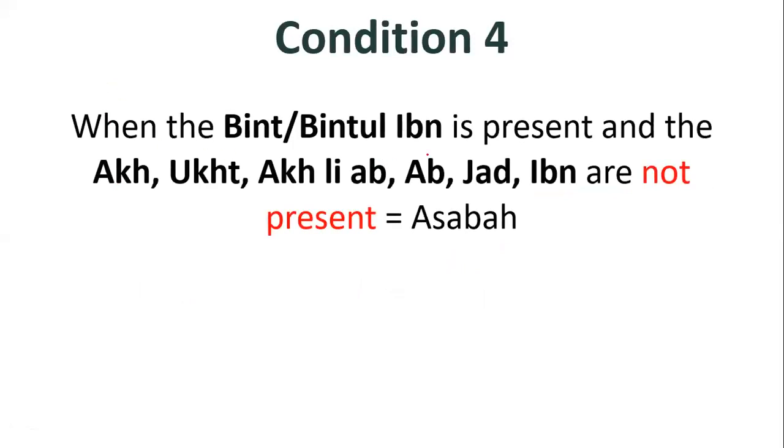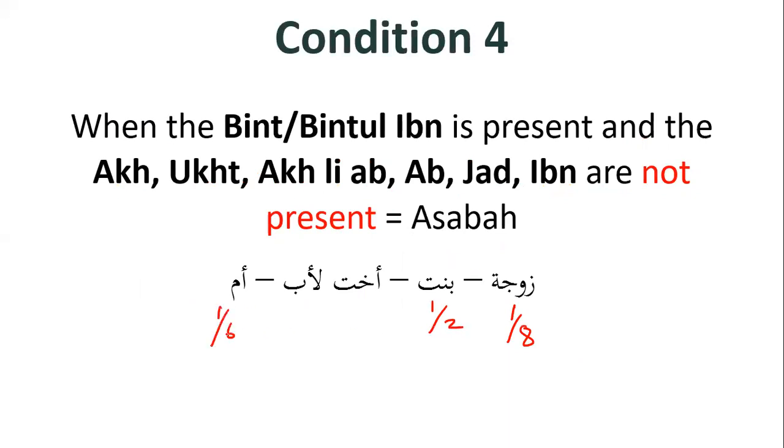That's condition number 3. Condition number 4 is when the bintul ibn is present and the ukht, li ab, abjad ibn are not present, then she will become asaba, as we've discussed in the last lesson. اجعلوا الأخوات مع البنات عصبة. So over here, zawja will receive 1/8. Bint we know receives a half. Jadda will receive 1/6. Now what will we give the ukht? We will say اجعلوا الأخوات مع البنات عصبة. So put a ayn here for asaba.